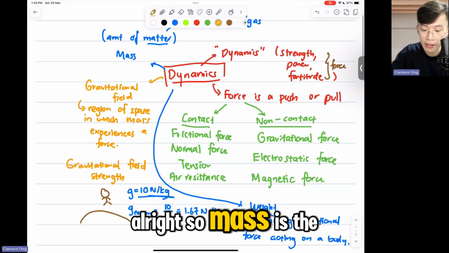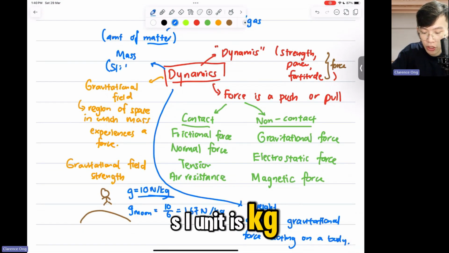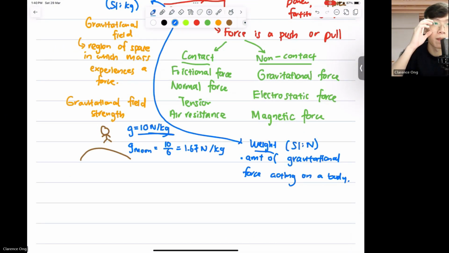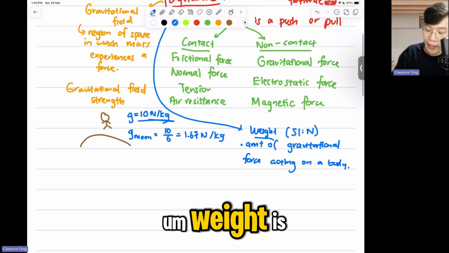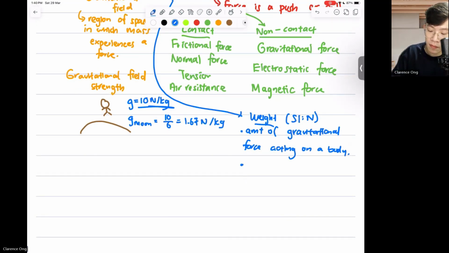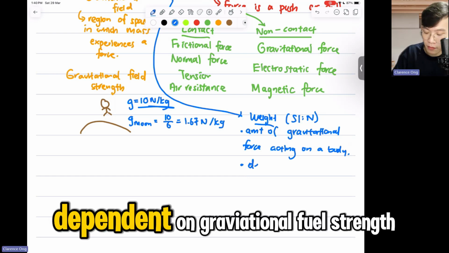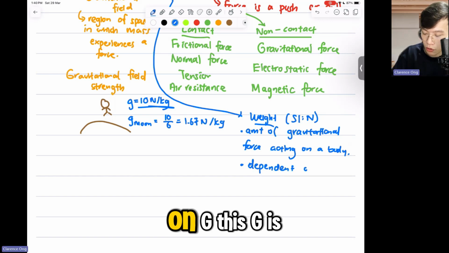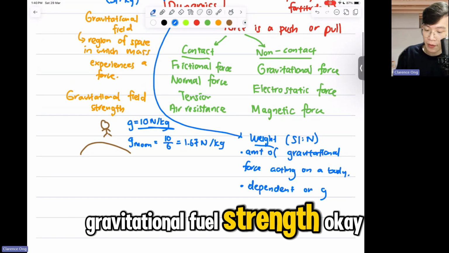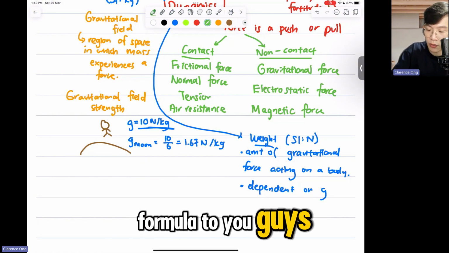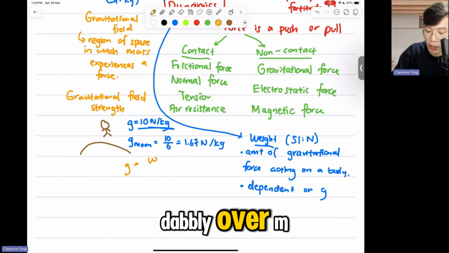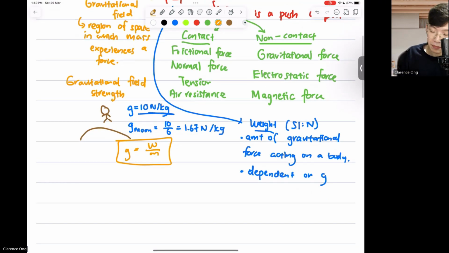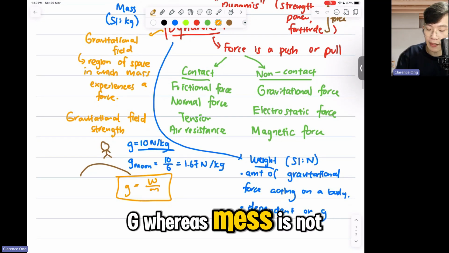So the SI unit of mass is kg. The SI unit of weight is newtons. Weight is dependent on gravitational field strength, on g. This g is gravitational field strength. I forgot to introduce this formula to you guys, which is g equals W over m. The gravitational field strength is weight divided by mass. So weight is dependent on g, whereas mass is not.